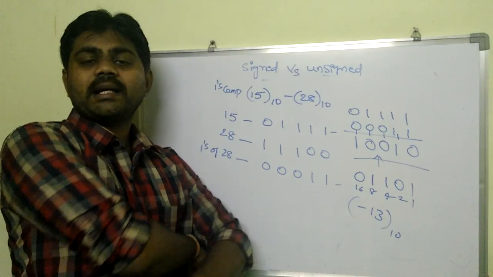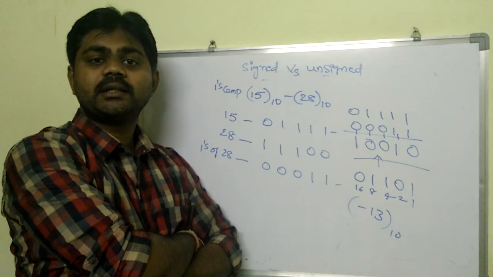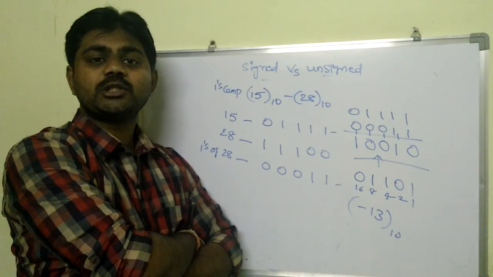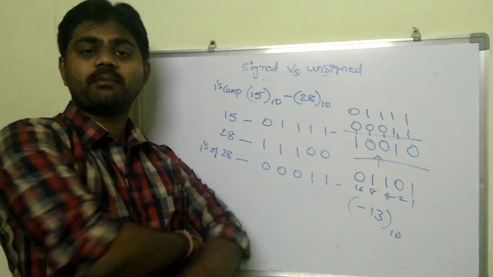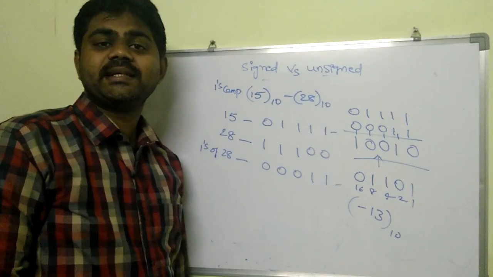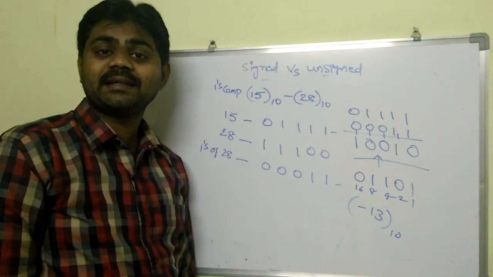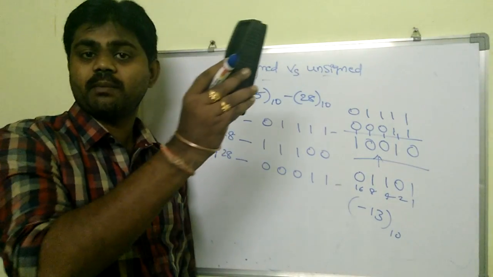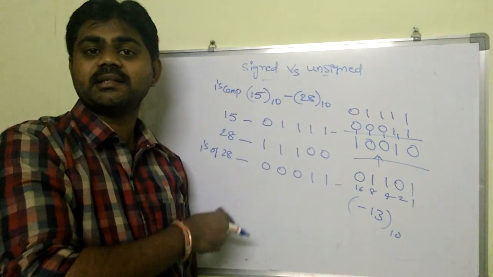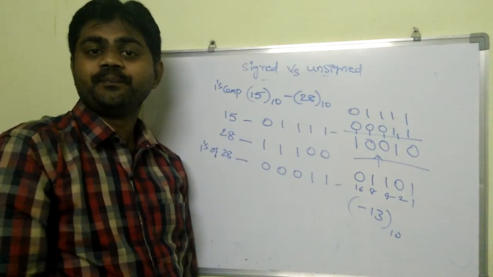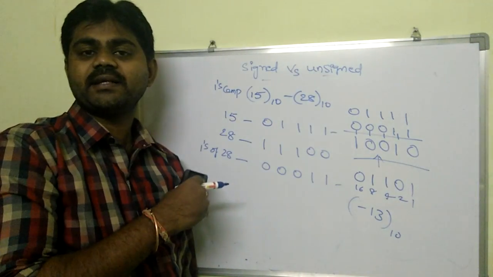Why? Because what happens in 2's complement representation? For any negative number, we perform one's complement and add 1 to that. So what is 2's complement? 1's complement plus 1. That's the reason that if any carry is generated while adding those two numbers, we discard that carry. But it's not the case for 1's complement, where we add that carry to the result to get the final result. In 2's complement, whatever carry we get is discarded, and then we get the final result.